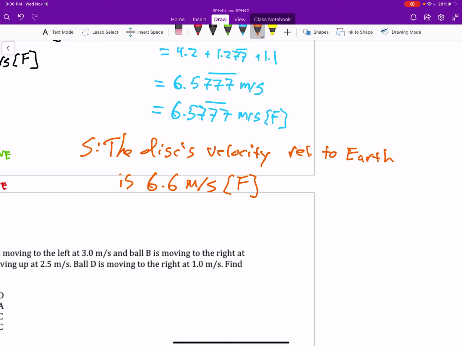Relative to a person on the shore, and then compared to the person throwing the disk.